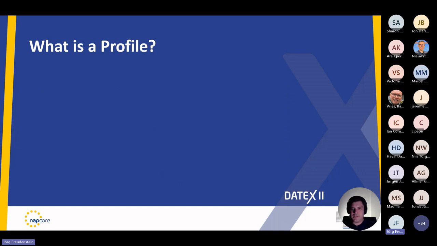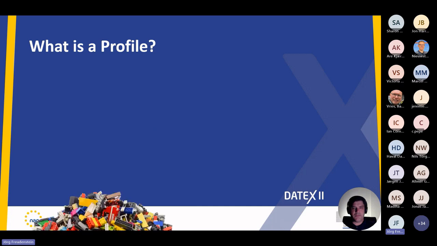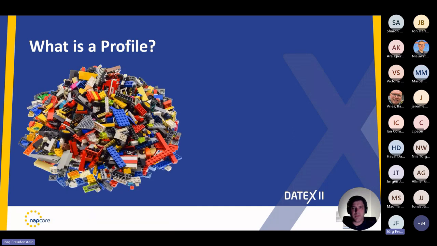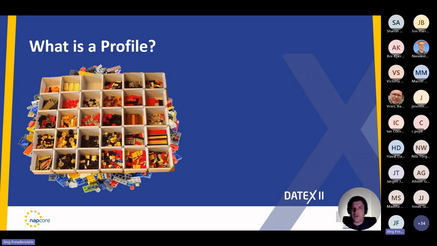I want to start with an image of a pile of building bricks. People with children will recognize this. We have a lot of elements here in different colors, in different flavors. We can build a lot of models out of this. It covers really everything you need to build something. When you compare this to DATEX 2, we talk of a DATEX 2 ontology, which has a lot of elements to express everything you like. But of course, DATEX 2 should be a little bit more ordered and structured.